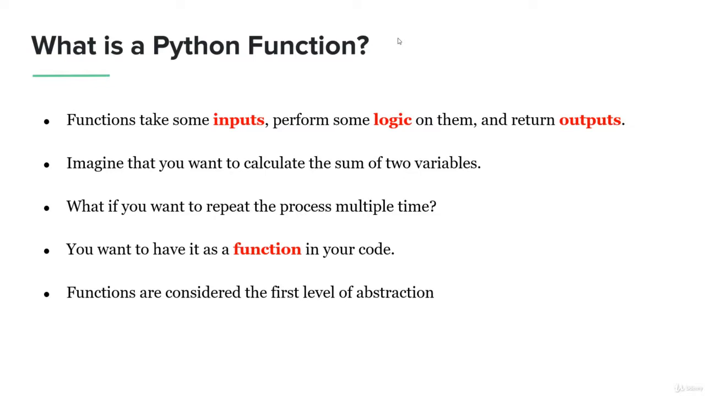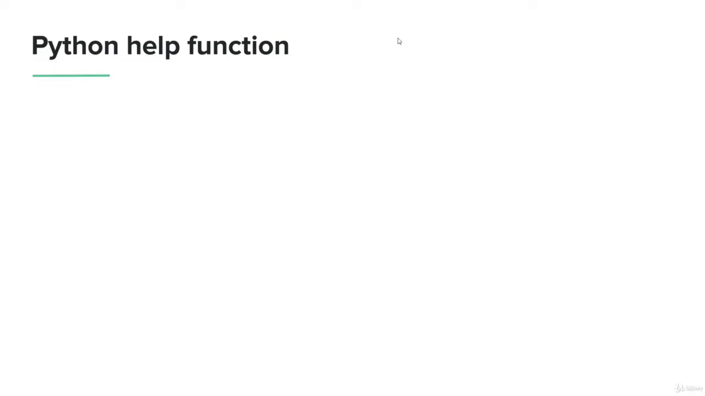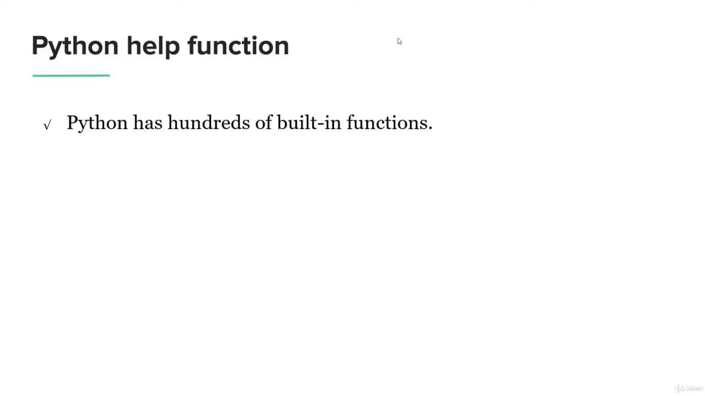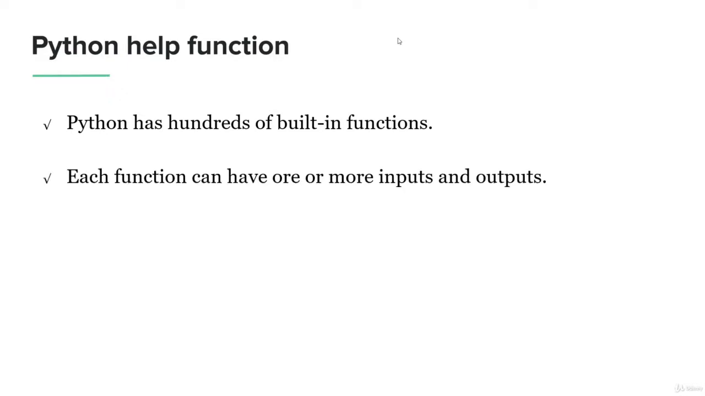Now let's first discuss the most important built-in function in Python, which is the help function. As you know, Python has hundreds of built-in functions. We saw some of them, like the print function or the len function, or the functions that we have in the list, or the functions that we have in the dictionary, and so on. Each function can have one or more inputs and outputs.